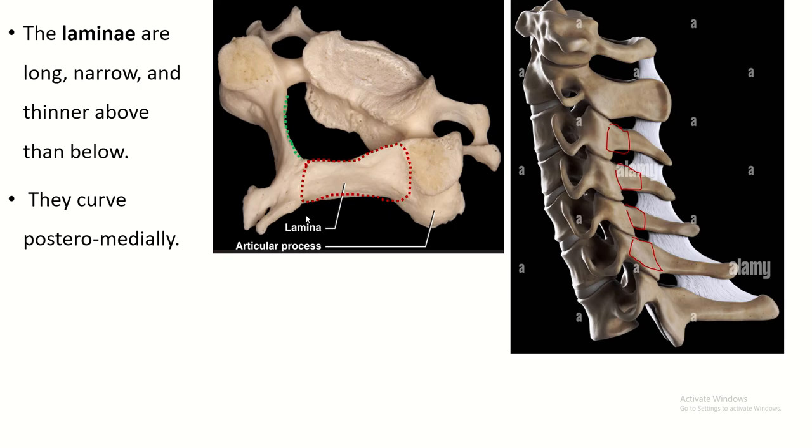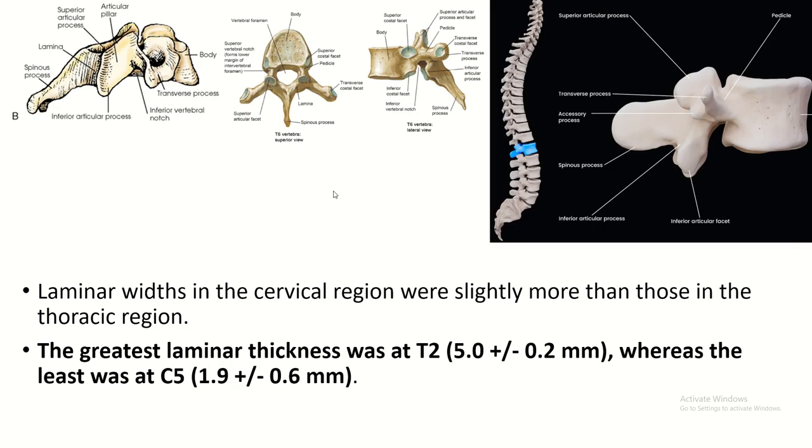The laminae are long, narrow and thinner above than below. This is the lamina of the typical cervical vertebra. They curve posteromedially. Laminae within the cervical region are slightly thinner than those of the thoracic region. The greatest lamina thickness is at thoracic 2 and the least is at cervical 5.